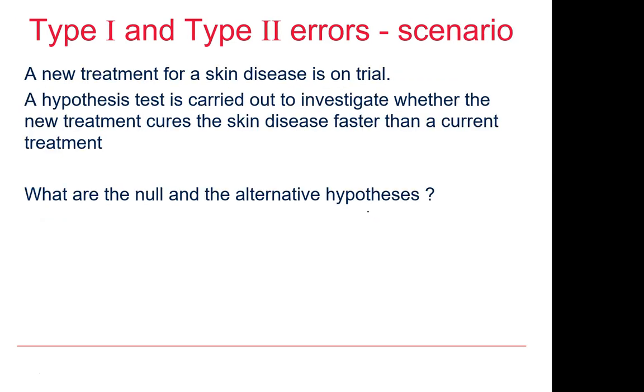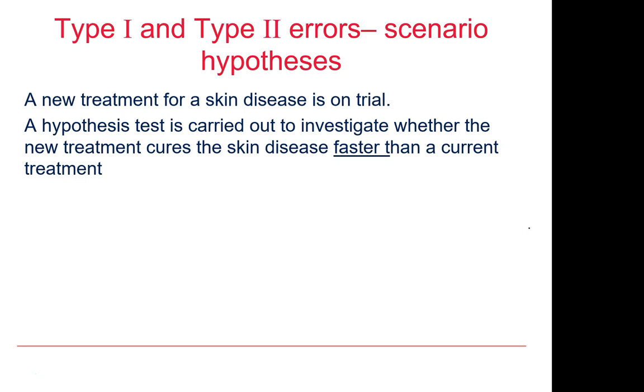So if we look at this in terms of a very simple little scenario, where there are no population parameters involved, we're just looking to see whether a new treatment cures a disease faster than a current treatment. So what are the hypotheses going to be for that?